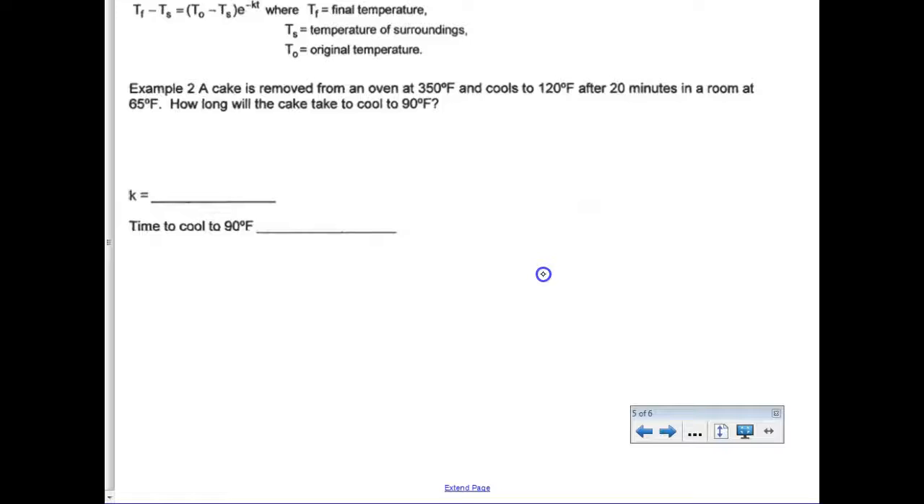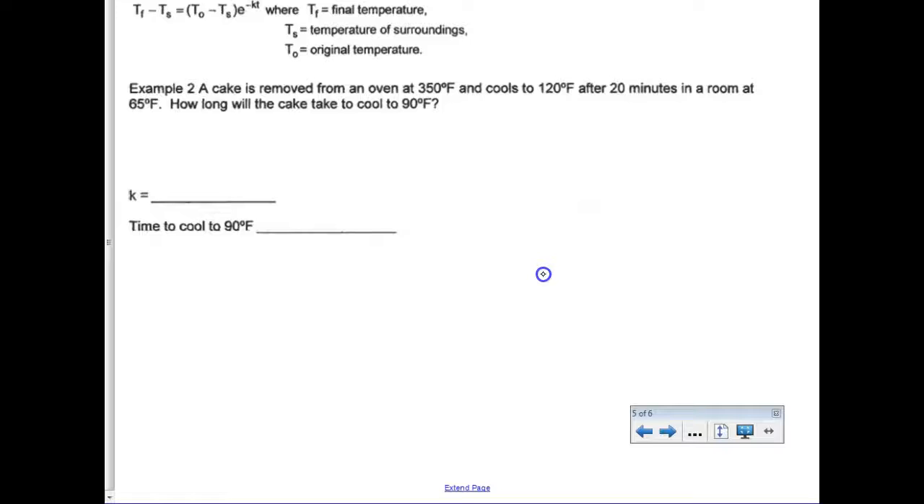All right, so this question, something else near and dear to my heart. A cake is removed from a 350 degree oven, and it cools to 120 degrees after 20 minutes, and the room is 65 degrees. So part one is just you finding the constant of cooling for the cake. And then we're going to come back and figure out when your cake has cooled all the way down to 90 degrees.